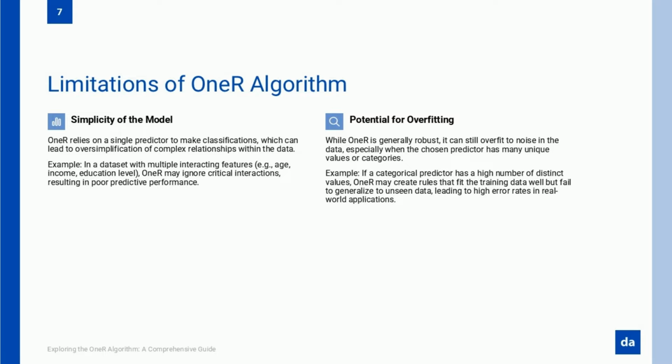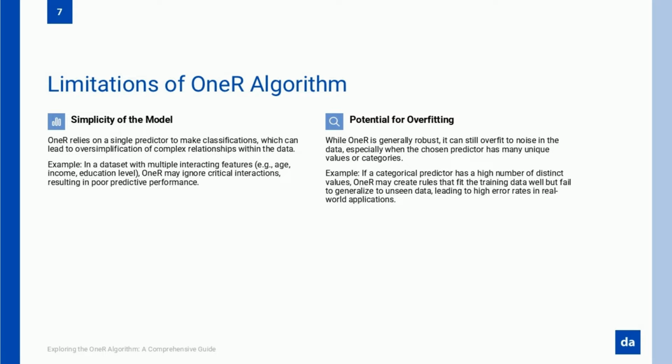Here's a practical example. Suppose you're analyzing customer retention for a subscription service. The dataset includes predictors like age, region, subscription type, and usage frequency. If usage frequency has dozens of unique values, OneR might overfit, generating rules too tailored to the training data. On the other hand, a more nuanced algorithm could capture interactions between subscription type and region, providing better predictions.